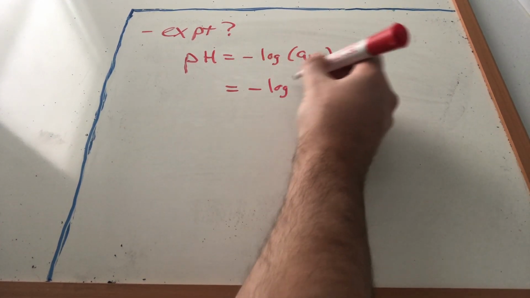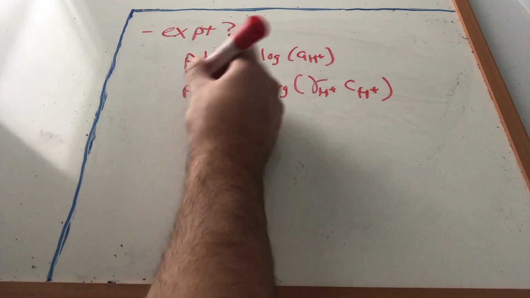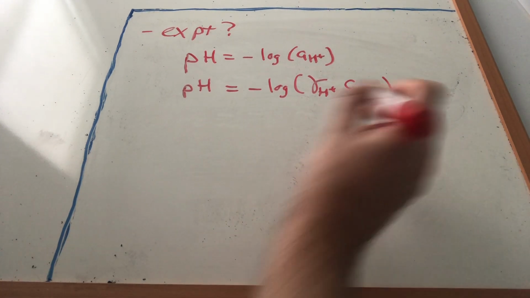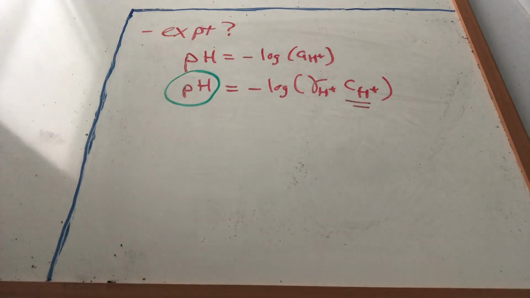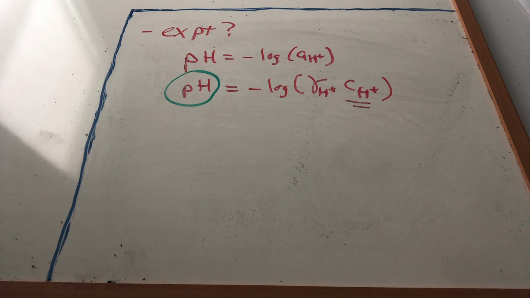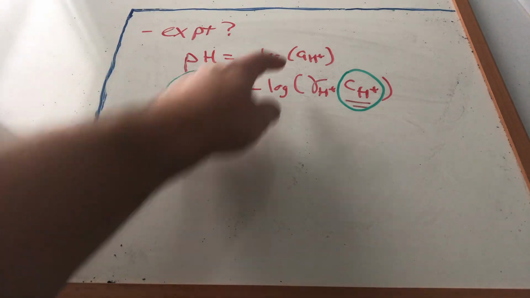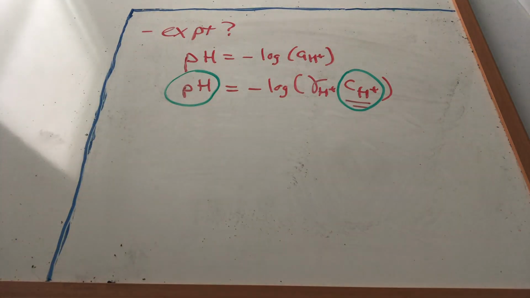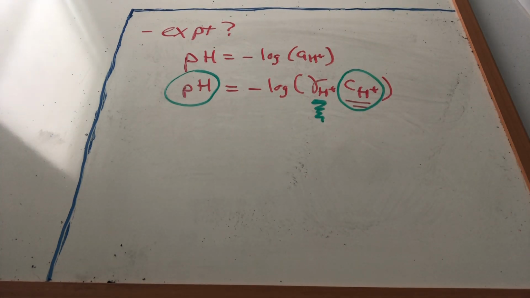You know that activity can be written as gamma H+ times the concentration of H+, right? So what if you have a way of determining that for sure? If you can measure pH, that's a number you can put there. If you know for sure what the concentration is, not the activity, but what that concentration is, that's a number that can go there. And then what you can do in those situations is solve for gamma H+.